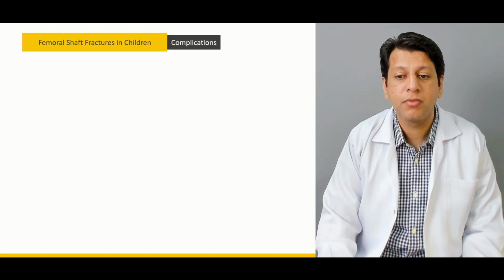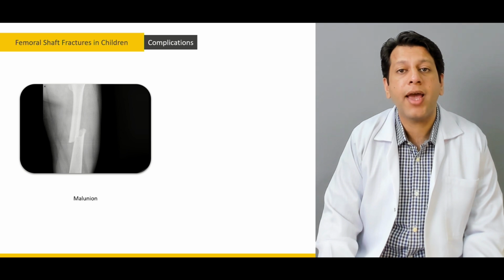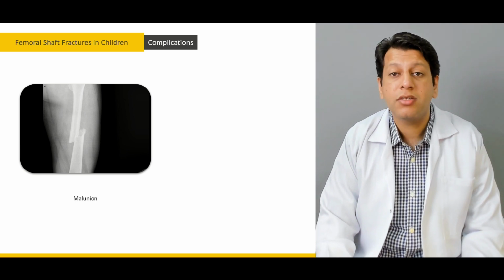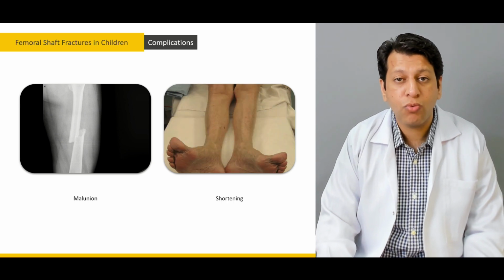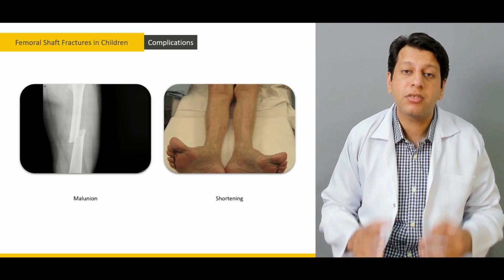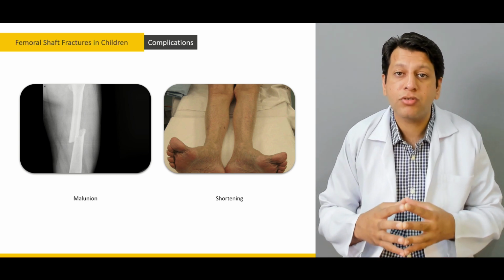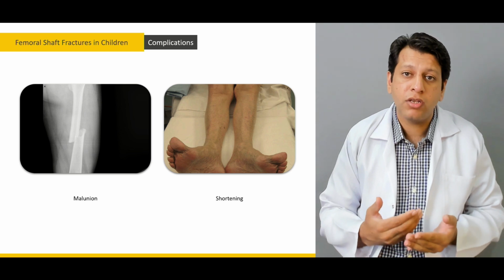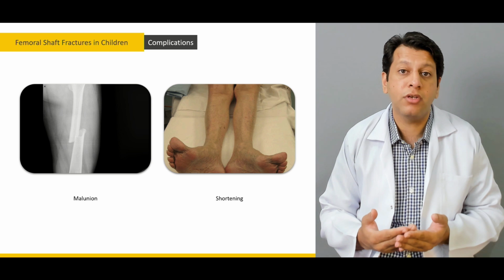Now coming to the complications in the femoral shaft fractures, as in adults, they have high chances to go into malunion or shortening. What is important over here is to understand that knee injuries have a very high chance of developing shortening. In the distal femoral area, there is almost 9 to 10 mm of growth per year.